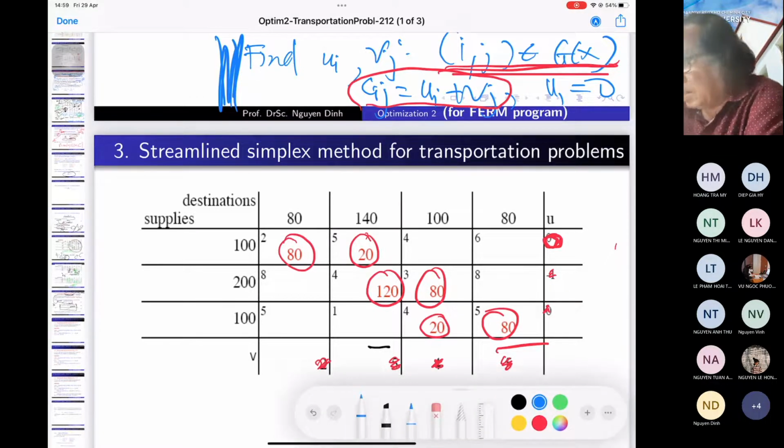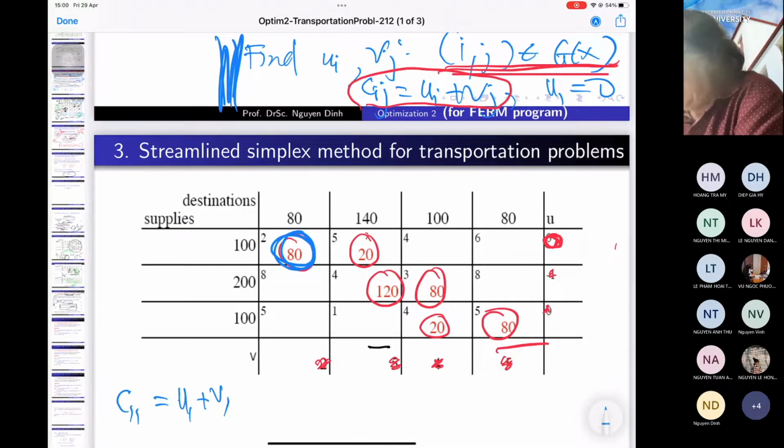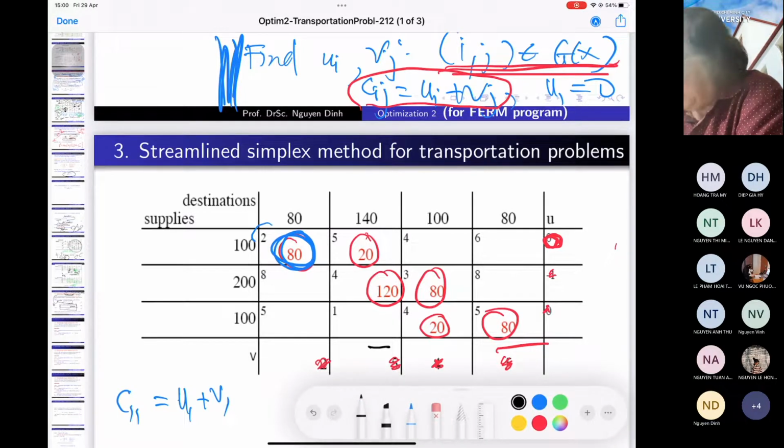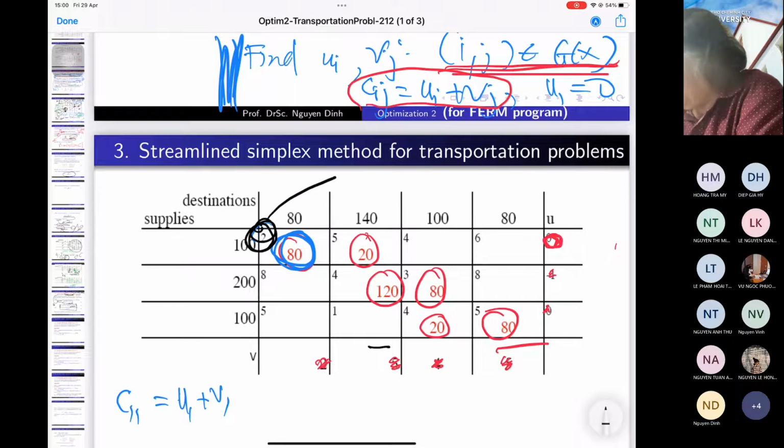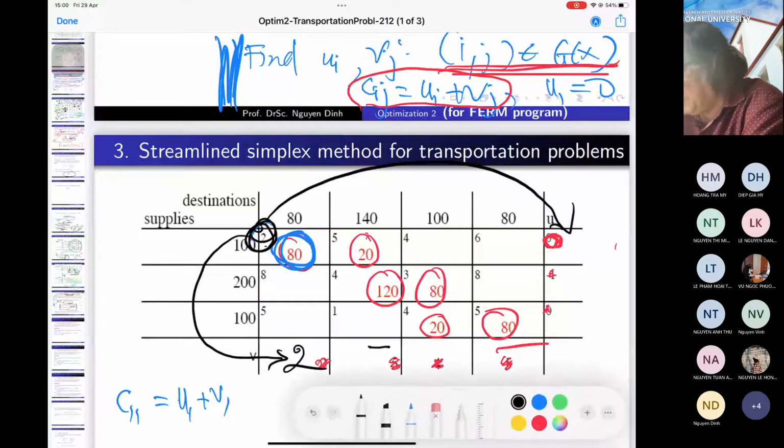So what does it mean? If you look at this, C11 equals what? Cij equals Ui plus Vj. That means U1 plus V1. So C11 is here. Look, I write it in black. C11 is here. It's equal to U1 plus V1. Is that okay? So 2 equals 0 plus 2. Very easy. And now you come to the next one.